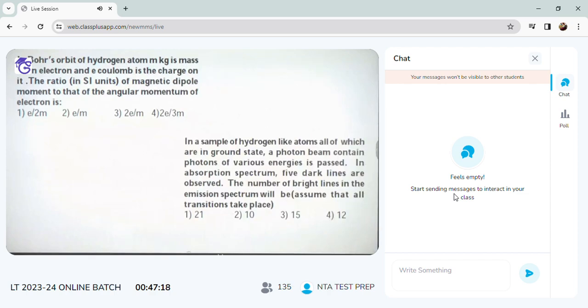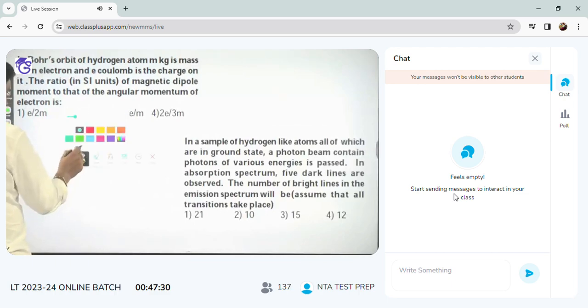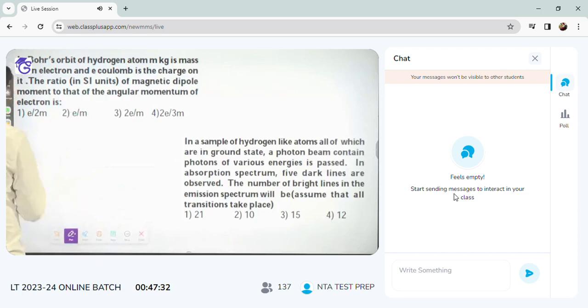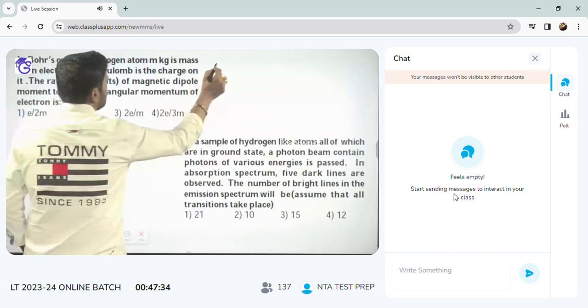One by one. First one we have already solved, so I'm waiting for the answer. I am waiting for your answer. This one, what is the answer? Tell me quickly.